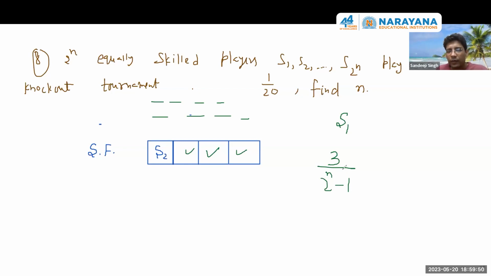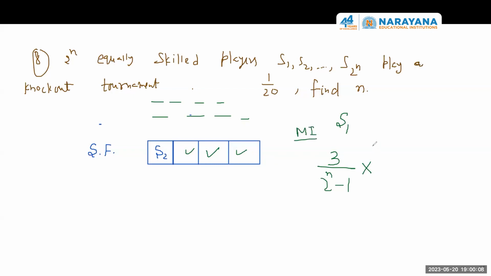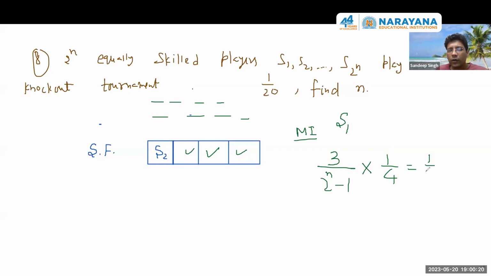And after that, this takes care that in addition to S2, S1 has also reached the semi-final stage. Simultaneously, we want him to be the winner. So once he has reached, what is the chance S1 will win? Not 1 by 2, 1 by 4, because out of these 4, only one will win the tournament. So I think this is what you had done.